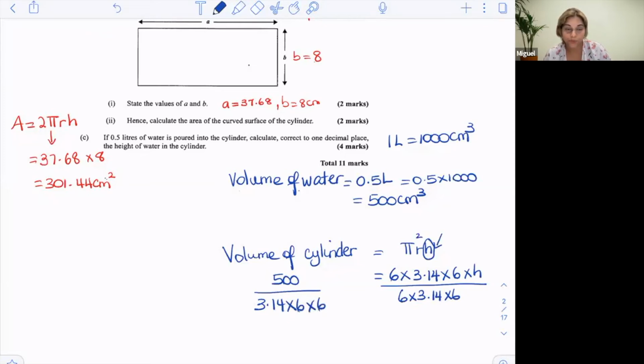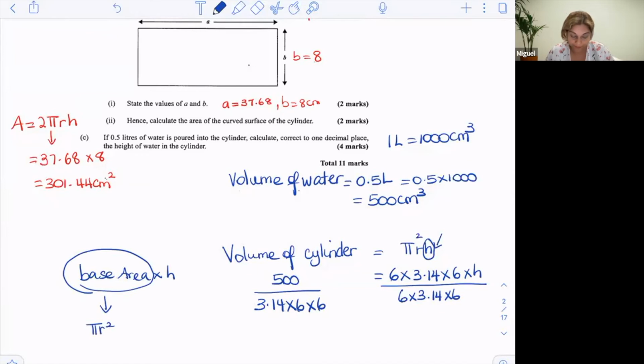So the volume is pi r squared h, or the base area by the height. Why am I emphasizing the base area? It is a circle. Area of a circle is pi r squared, right? And the height is what we want to find. This is the unknown. So work it out.